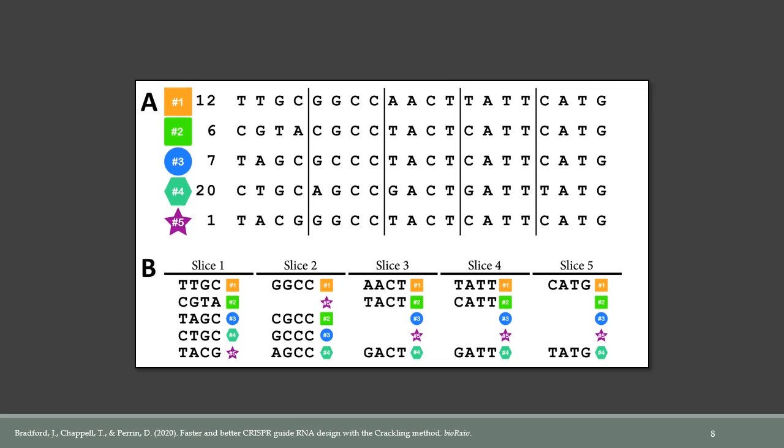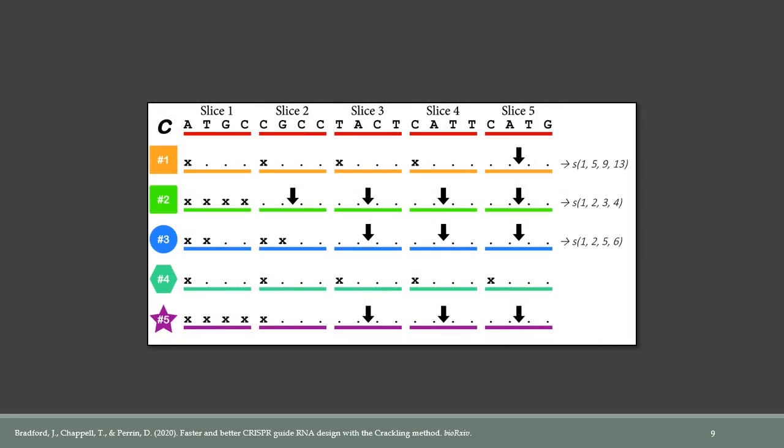So when we look at slice 5, when it has an identity of CATG, sites 1, 2, 3, and 5 share that in common. If we look at slice number 4, we can discover site number 1 when slice 4 has the identity TATT. We can also identify sites 2, 3, and 5 when slice 4 has an identity of CATT. Here we have a candidate guide C that needs to be assessed for its off-target risk, and we have the same 5 target sites from the previous slide.